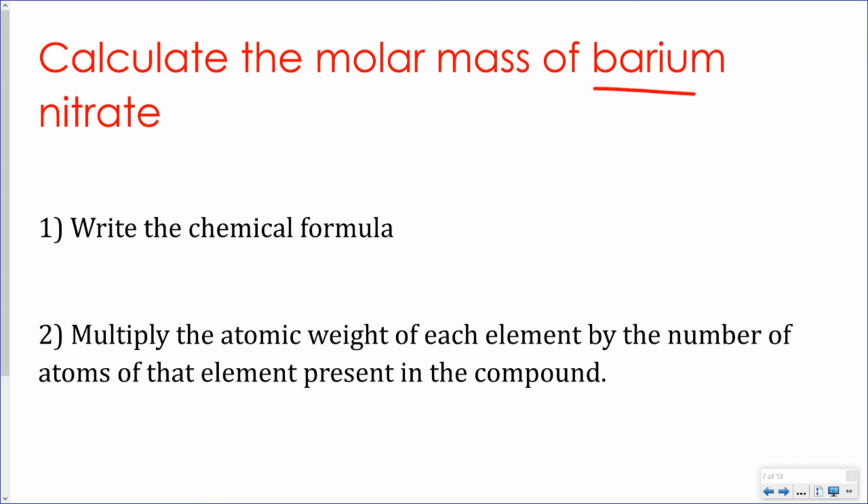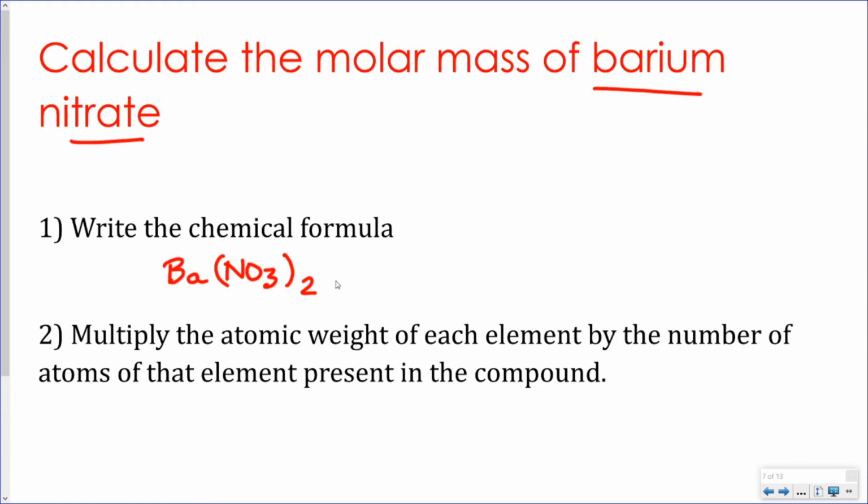Calculate the molar mass of barium nitrate. So the first thing we need to do is write the chemical formula. So barium is Ba, nitrate is NO3. Let's make sure that we balance this. Barium is going to have a 2 positive charge. Nitrate has a 1 negative. So in order for this to be balanced, we're going to need 2 nitrates. It's going to be Ba(NO3)2.